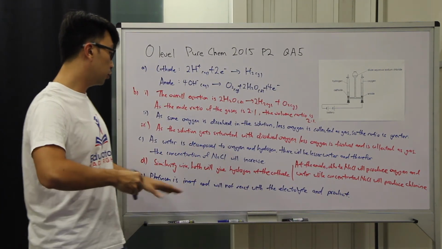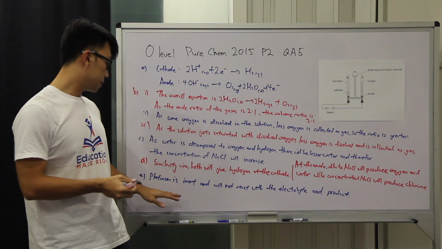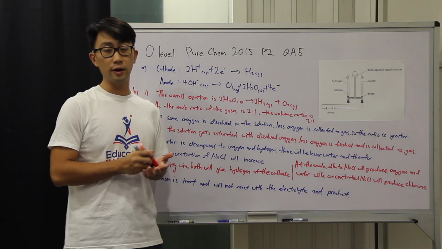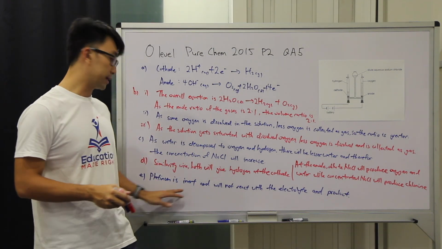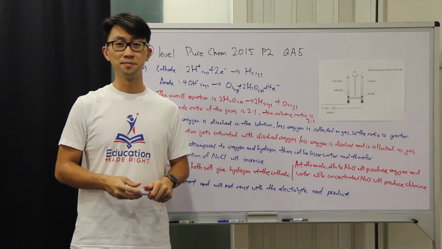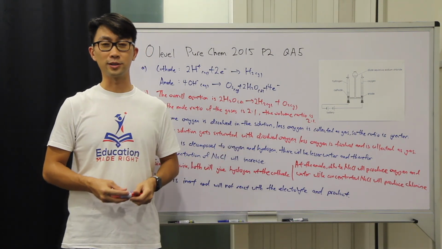Alright, so here we want the electrode to not interfere with our electrolysis. Therefore, as platinum is inert, it will be a suitable material. And so this is the answer for this question.